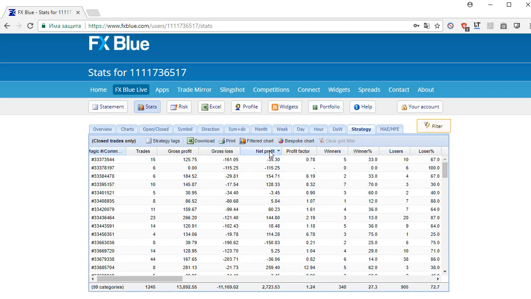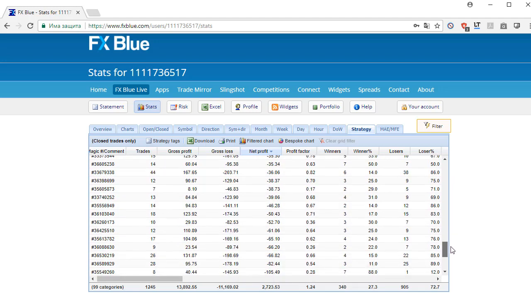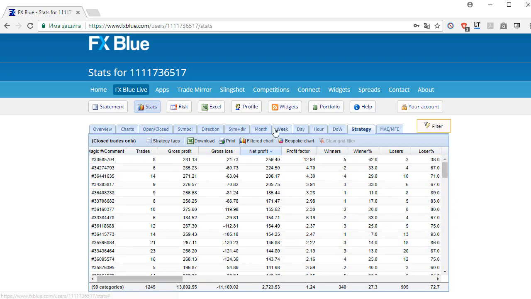I click on net profit and I arrange the expert advisors in a way that I will see the ones that are making profits on the top and the ones that are making losses at the current moment. Yeah, so I want to place in my live account only the ones that are making profit at the current moment. I want you to remember that at the current moment, because this is the only realistic thing that we have, guys.